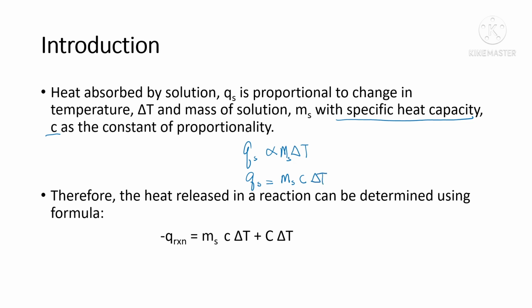Therefore, heat released in the neutralization reaction can be determined using the formula negative Q reaction equal to the mass of solution multiplied with specific heat capacity multiplied with change in temperature, which refers to the heat absorbed by the solution, plus the multiplication of heat capacity of calorimeter with the change in temperature, which refers to the heat absorbed by the calorimeter.